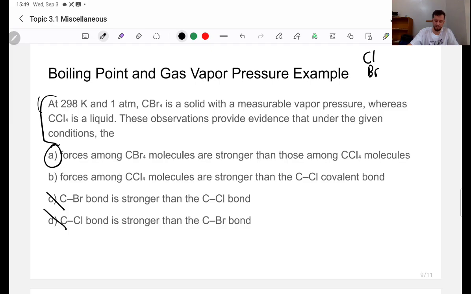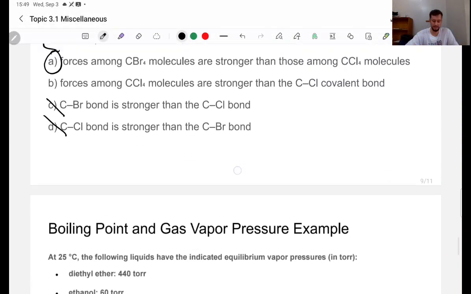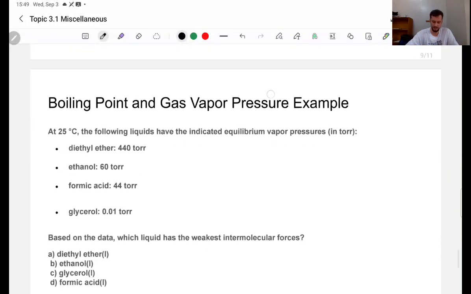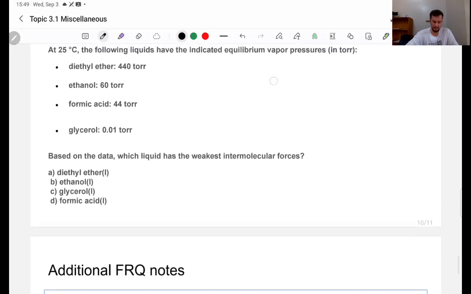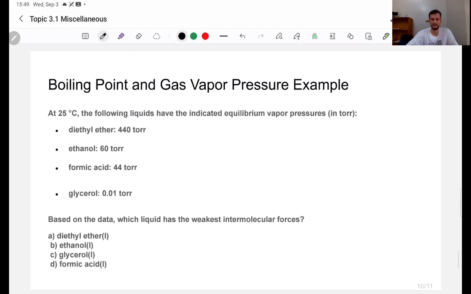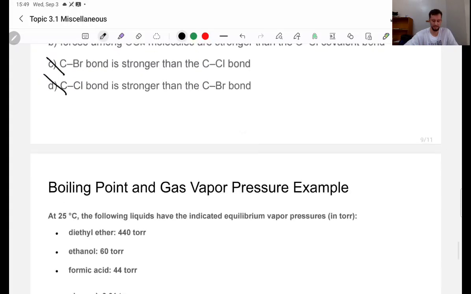That's why CBr4 is a solid and CCl4 is a liquid, because the intermolecular forces, chiefly the strength of the LDF among CBr4, is stronger. So sorry, if you were paying attention, I didn't include a good example of that. Ah, here it is. Okay, that's funny. Next slide. That's the real example. I just didn't get rid of that past one.